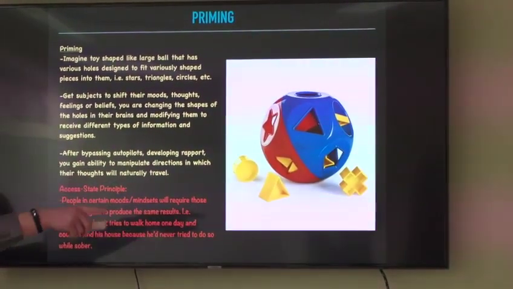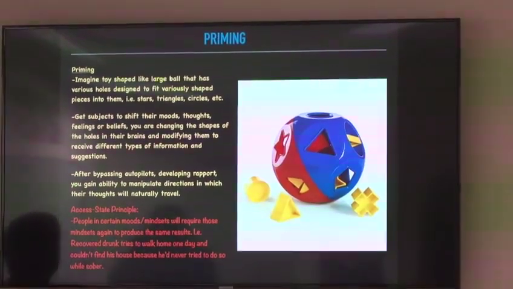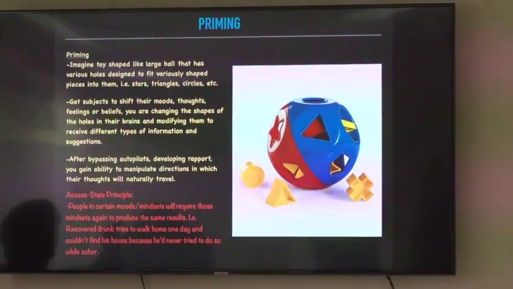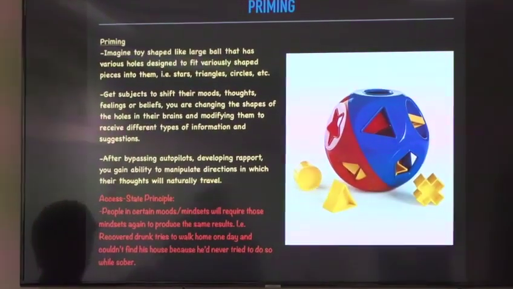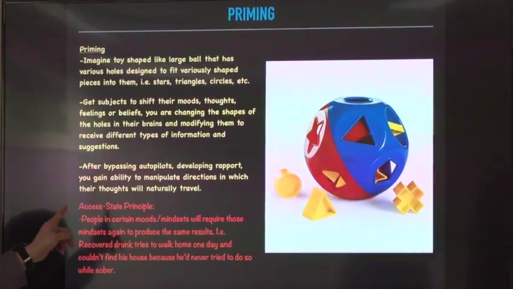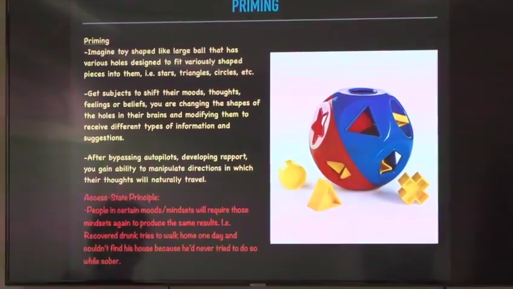Subjects that shift their moods, feelings, or beliefs, you're changing the shapes of the holes in their brains and modifying them to receive different types of information and suggestions, the commands you're going to give them, after bypassing their autopilot.